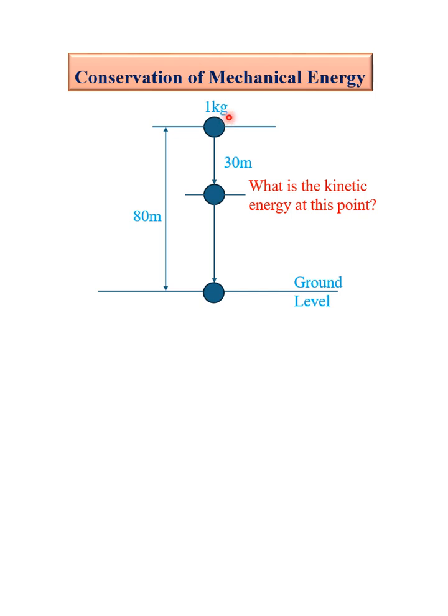A stone of mass 1 kg is at a height of 80 meters from the ground, and it is released so it can fall to the ground. It has fallen through a distance of 30 meters, and at this point we were told to calculate or find the kinetic energy of the stone at this point. This is what you do.